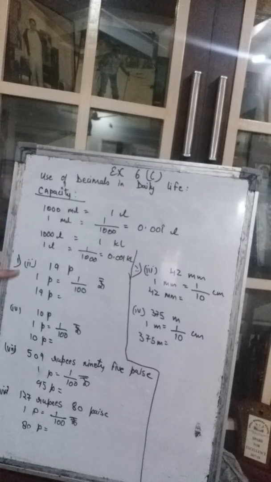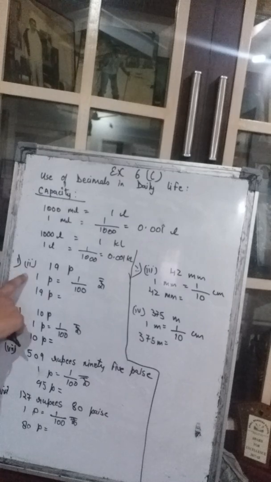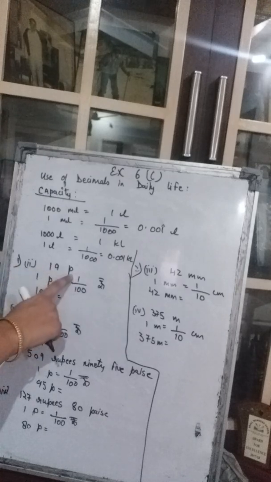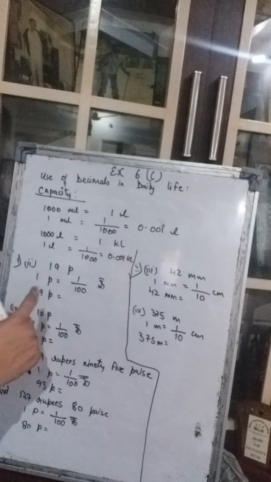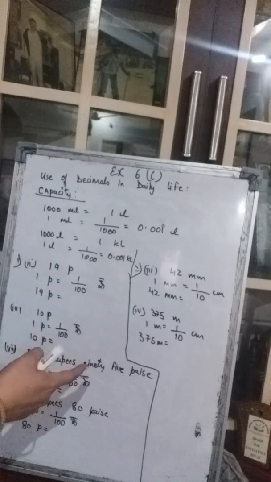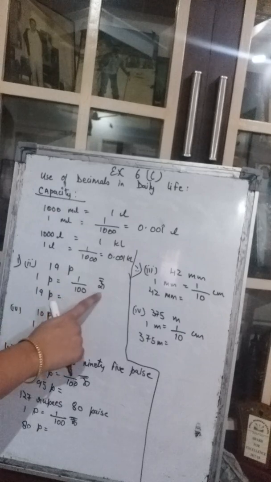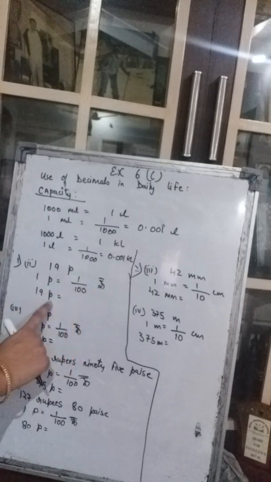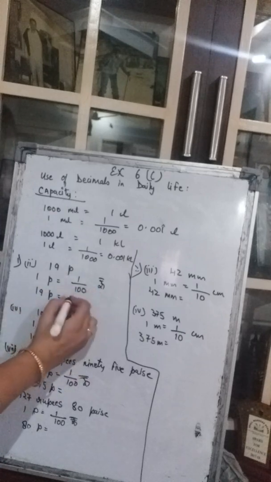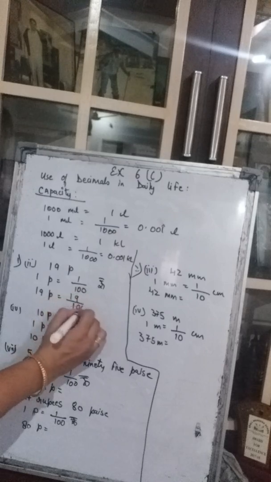Now let's do the first question. First question says, write the following amounts into rupees. We have to convert this into rupees using decimals. Okay. So we'll do the third part here. Third part says 19 paisa. We have to convert it into rupees. So we have to convert it into a bigger unit. We will divide. 1 paisa is equal to 1 upon 100 rupees. So 19 paisa will be equal to 19 upon 100.